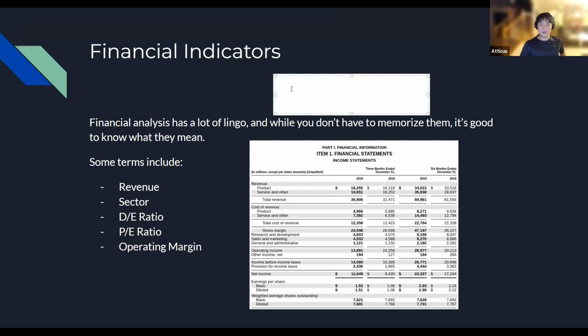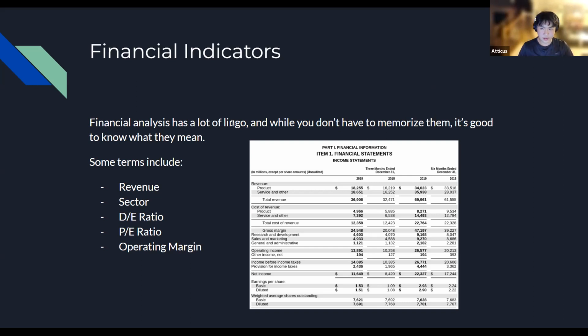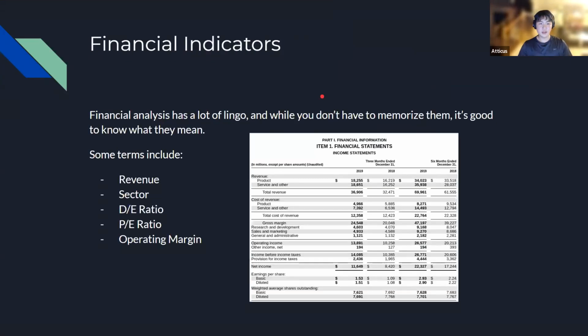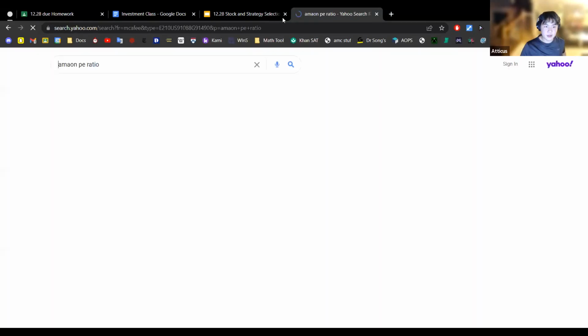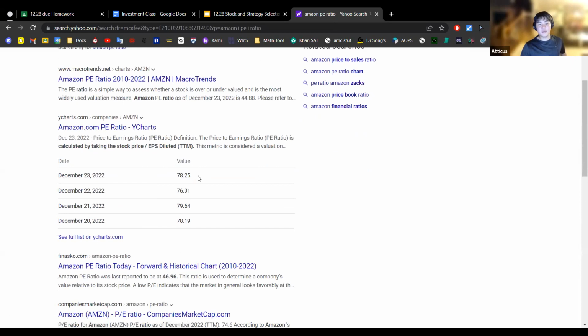And PE ratio is price to earnings ratio. It's the price of the company divided by how much a company earns per year. I can show you an example. Let's take a look at Amazon's PE ratio. Let's say it's 50. So basically, for every $50 in price, the company earns $1 per year. That means technically it would take you 50 years to basically break even.